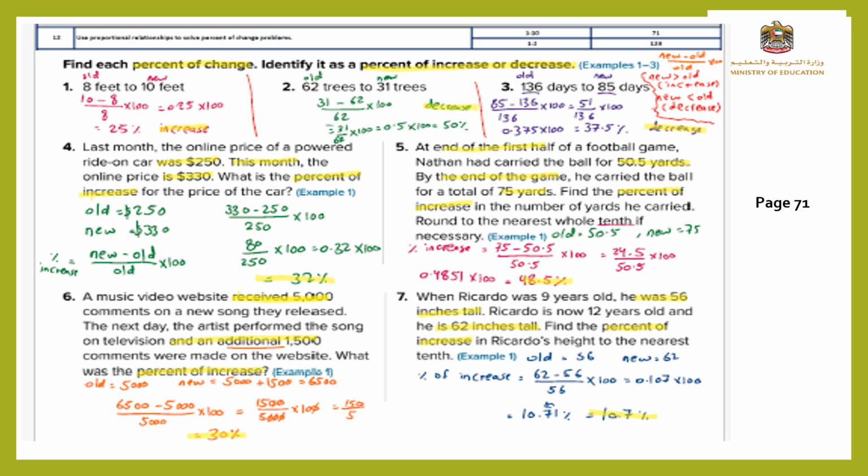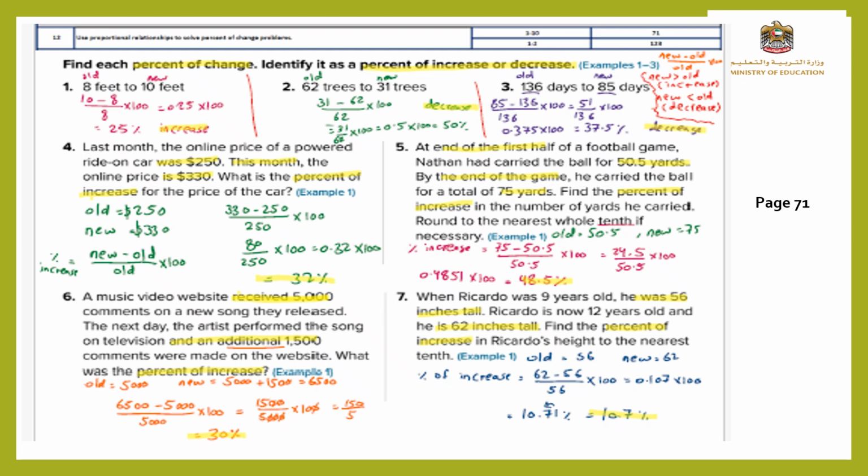Another one, 136 to 85. You see 136 to 85 means decreasing. So the difference is 51, base is 136, times 100. You will get a decimal, 37.5 percent. This is also the same way. Old is 250, new is 330. What is the difference? Old to new is 80, and the base is old, from old it changed to new. So 80 over 250 times 100, 32 percent. Everything is the same. We did this in the textbook. Just refer to the textbook, or you can check this also.